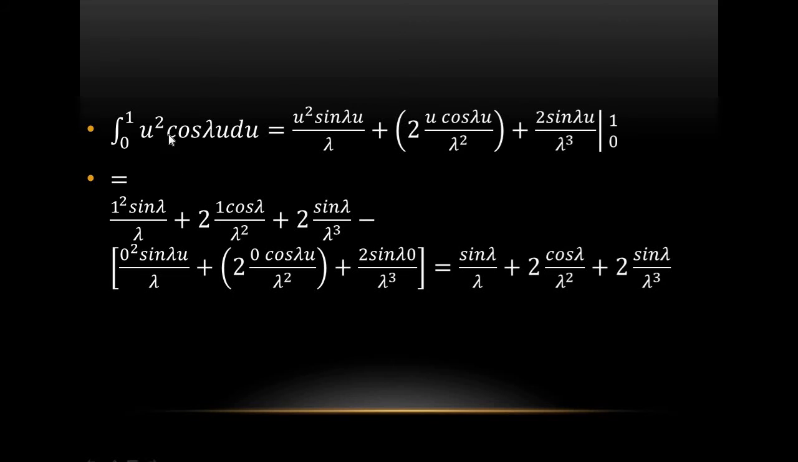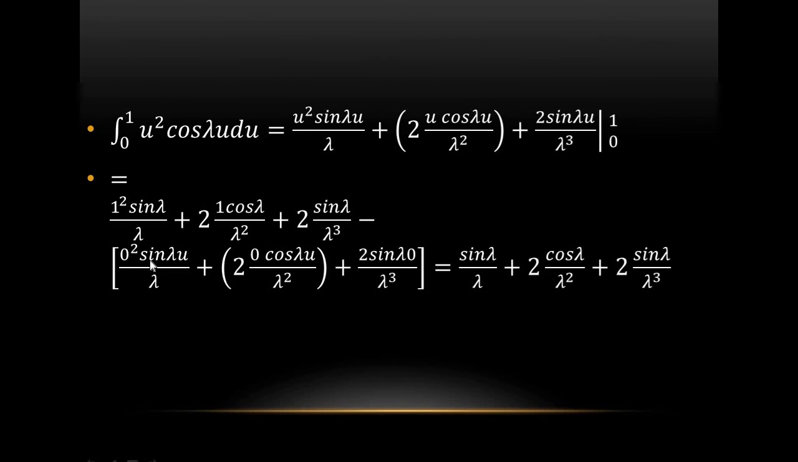Here we have to only replace that u by 1. So here 1 square, lambda into 1 is lambda only, 1 into cos lambda because the value of u is 1, plus 2 sin lambda because the value of u is 1 here. So we get 1 square sin lambda upon lambda plus 2 into 1 cos lambda upon lambda square plus 2 sin lambda upon lambda cube, minus, now we have to put the lower limit here. So we put 0 square sin lambda u upon lambda plus 2 times 0 into cos lambda u upon lambda square plus 2 sin lambda 0 upon lambda cube.